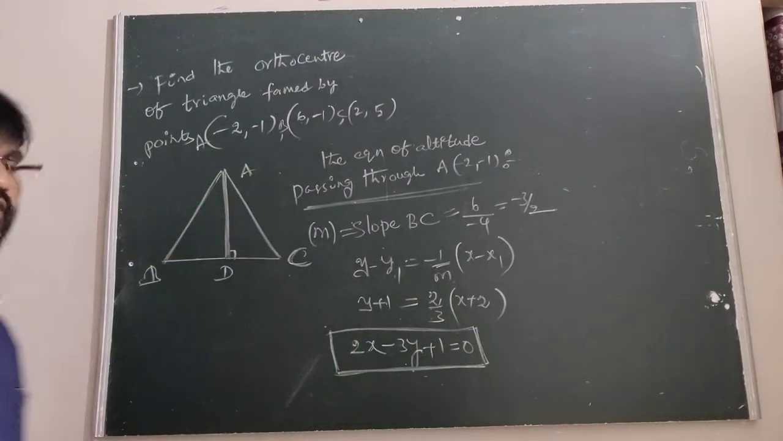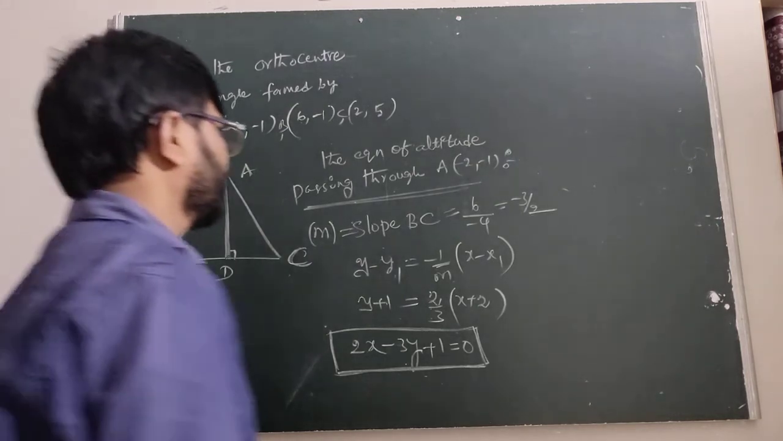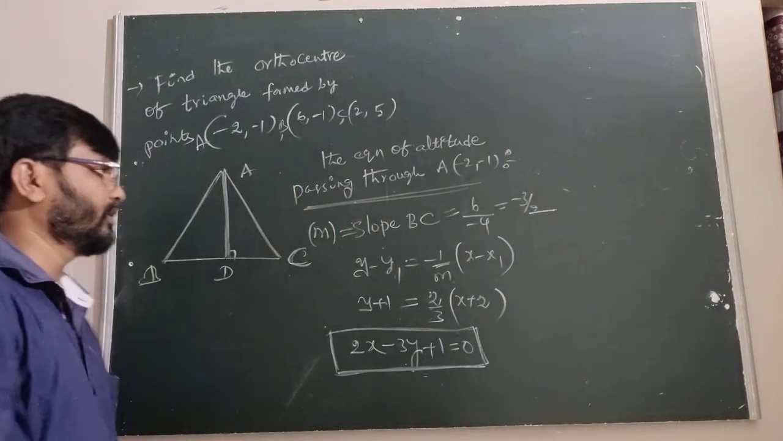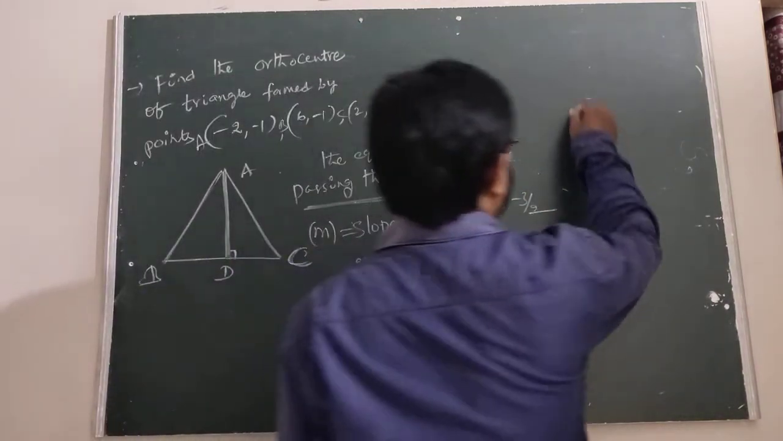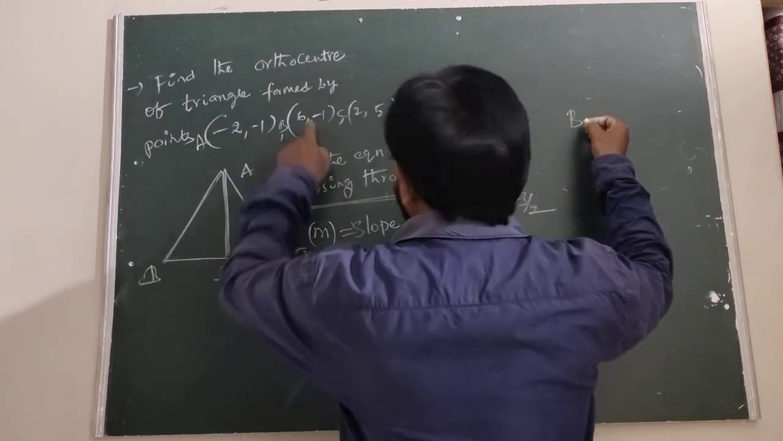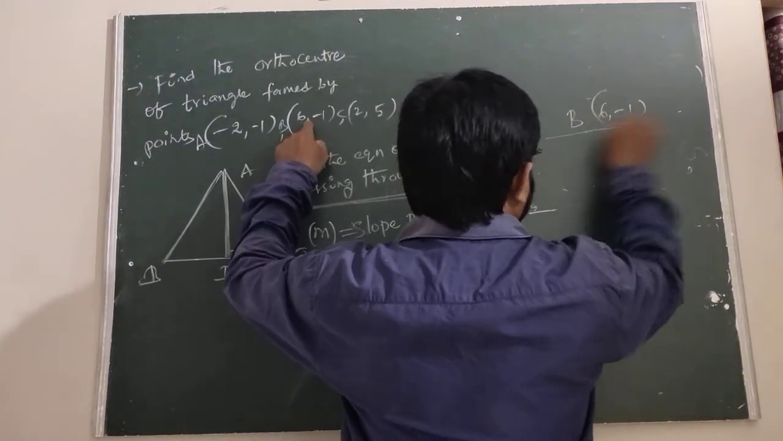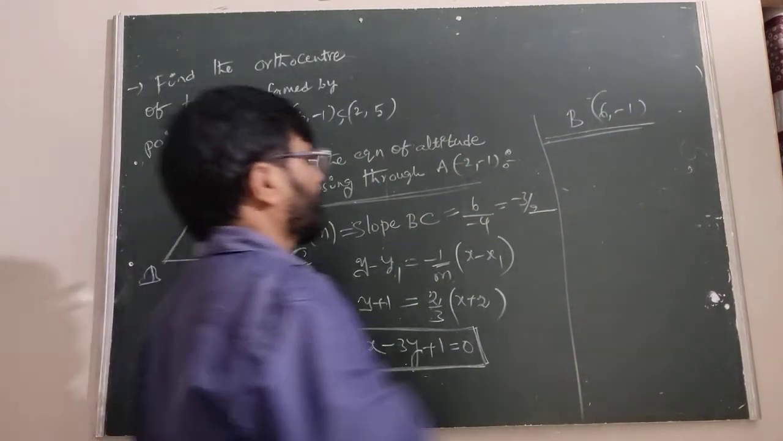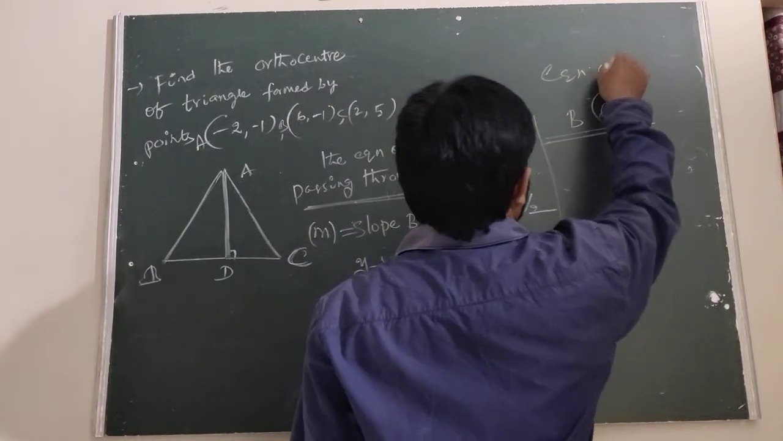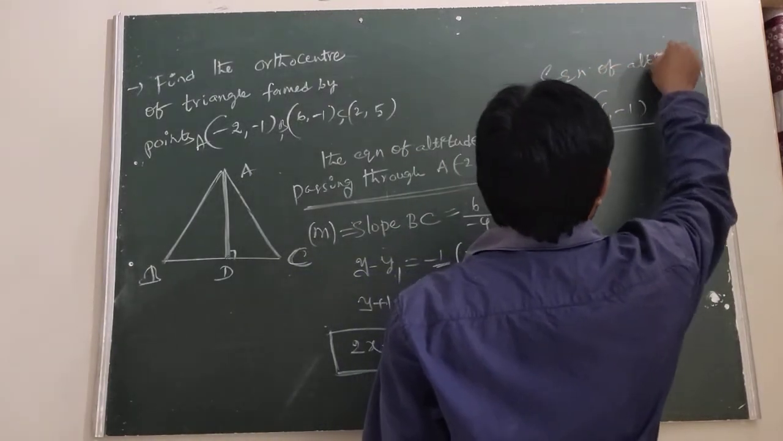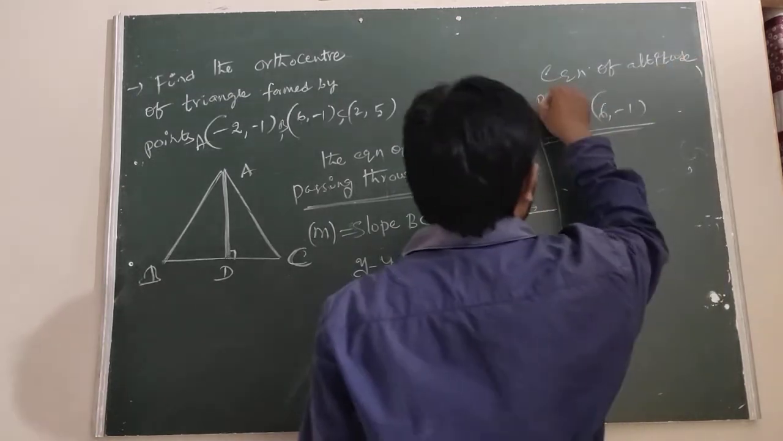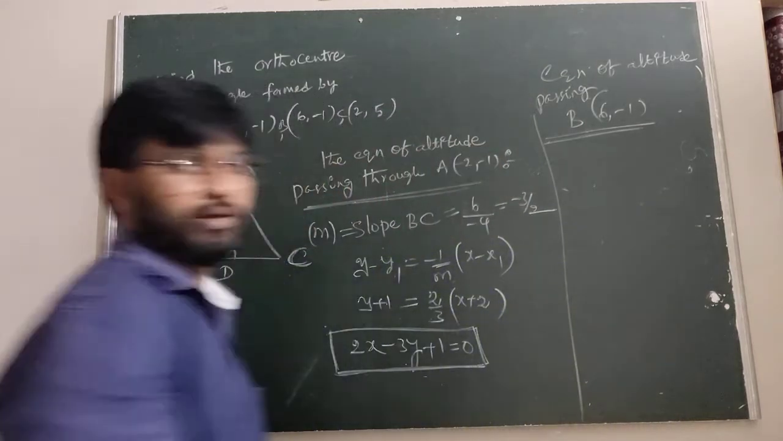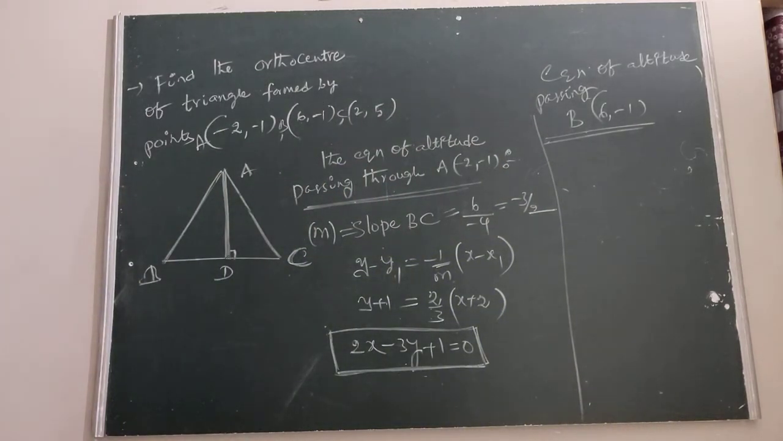This is the equation. Now the equation of the altitude through B. Is it clear? How to find the equation of the altitude through B? B is the point (6, minus 1). Now we can write the equation of the altitude passing through the point B (6, minus 1).